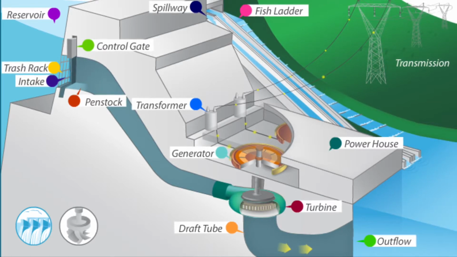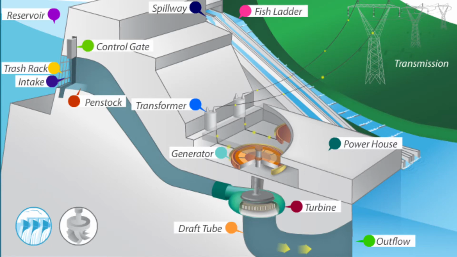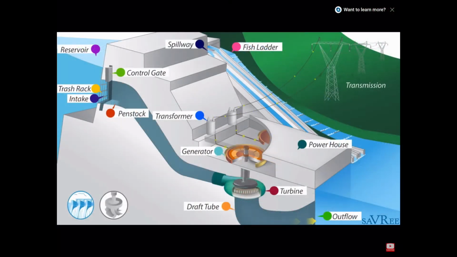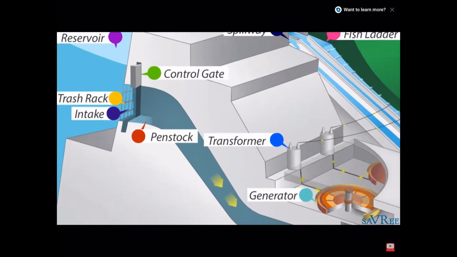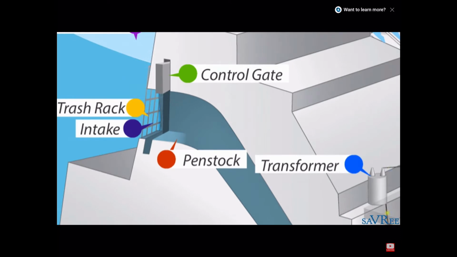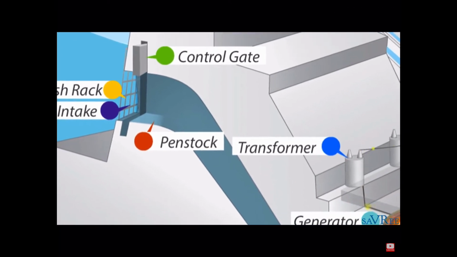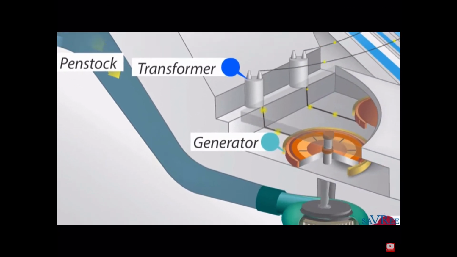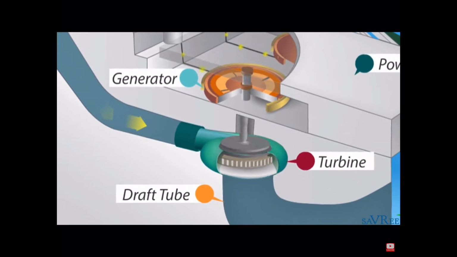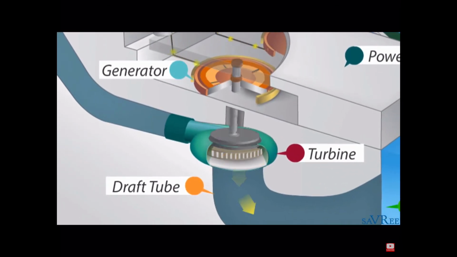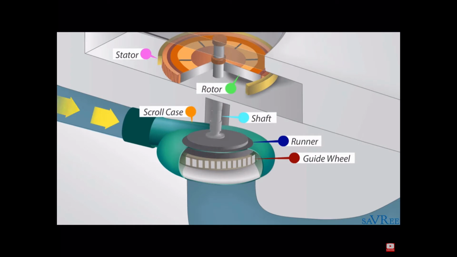Let's take a closer look. Okay, water enters the penstocks through one of the main inlets. The water then travels down through the penstocks until reaching the hydroelectric turbines located within the powerhouse. As the water passes over each turbine runner, the runners rotate and we obtain mechanical energy.